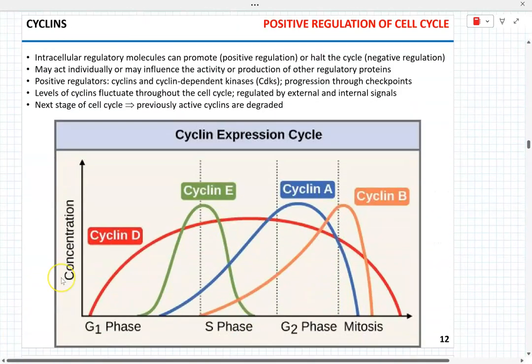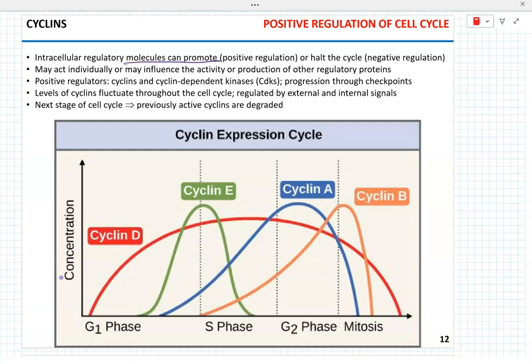So the cell cycle can be regulated positively or negatively. In positive regulation, intracellular molecules can promote cell division. Well, in negative, they can stop. So the molecules that regulate the cell cycle may act by themselves, or they may regulate other proteins, other enzymes, other factors. And the best known examples of positive regulators of the cell cycle are cyclins and cyclin-dependent kinases, or CDKs. They regulate the progression of the cell through the checkpoints.